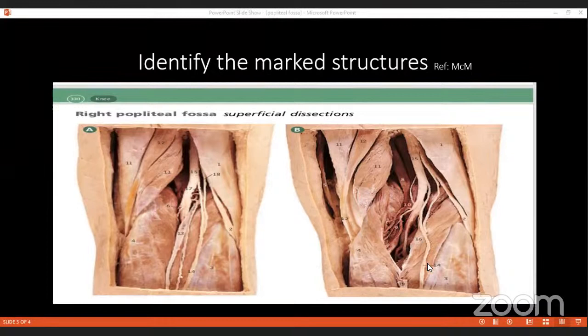Tibial nerve. Okay, 14, please. Tibial nerve. Okay. It is solar nerve. Okay. Can you tell me the branches of the popliteal artery?